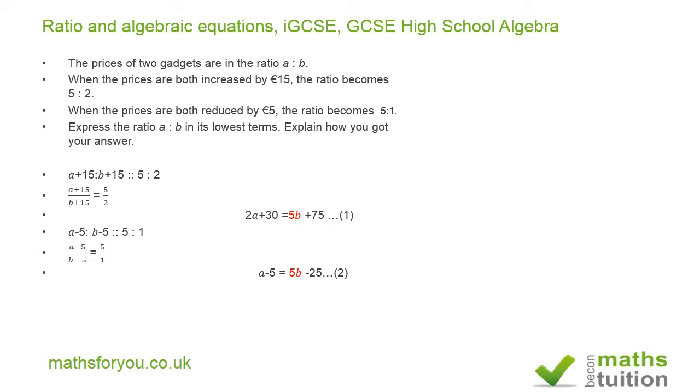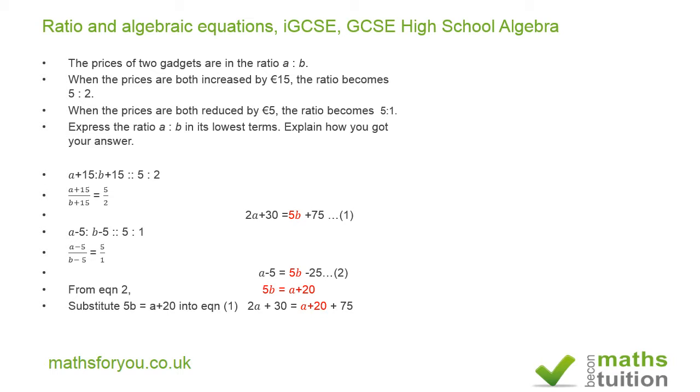And from equation 2, we end up with 5B is equal to A plus 20, because if we add 25 to both sides, we end up with 5B is equal to A plus 20. Now, if we then substitute 5B is equal to A plus 20 into equation 1, we end up with 2A plus 30 is equal to A plus 20, which is 5B, plus 75.